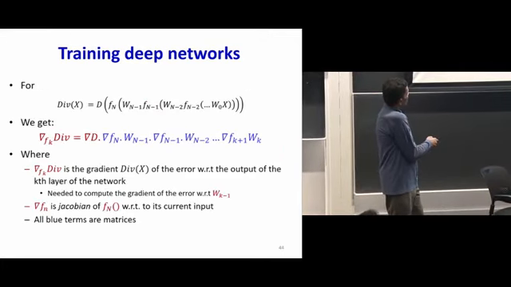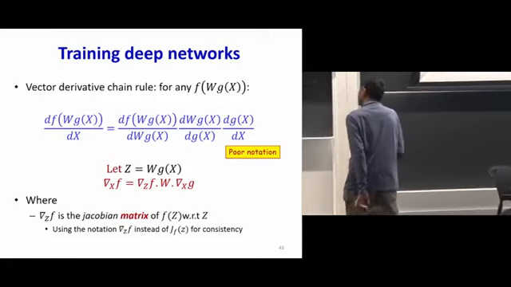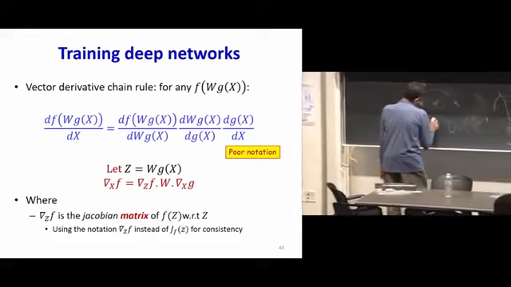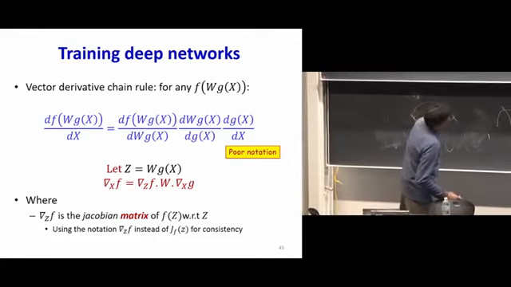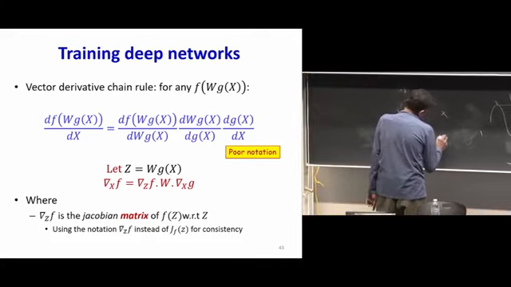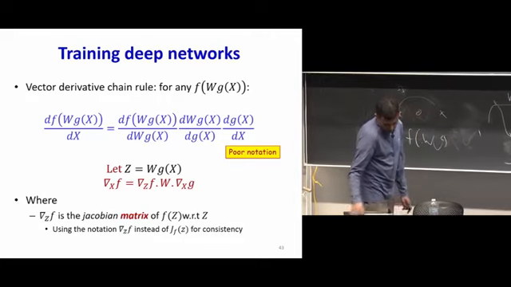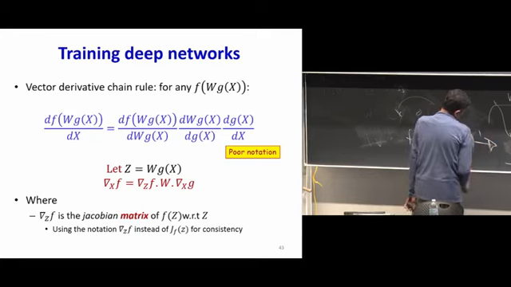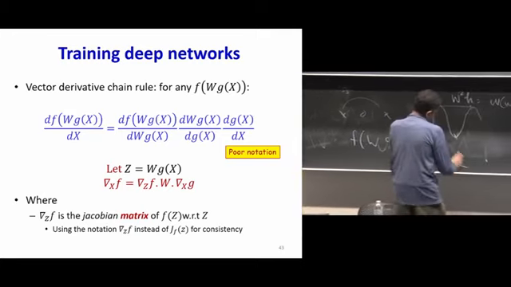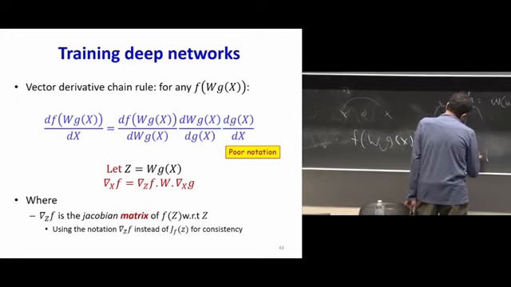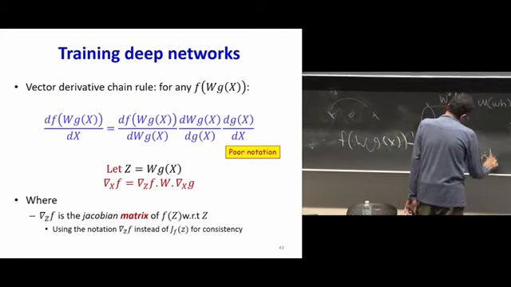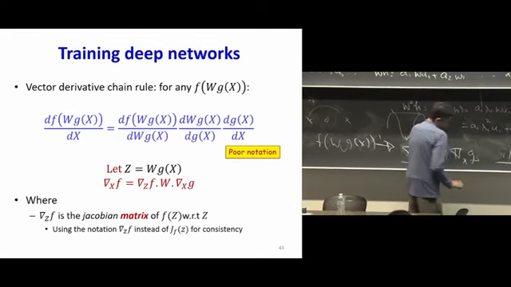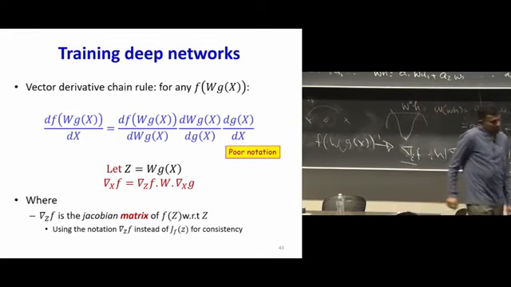So let me write this down. If I have f of w of g of x, then when I write the derivative, this is going to be the derivative of f with respect to its argument times w times the derivative of g with respect to x, right? So we're just using this simple chain rule.